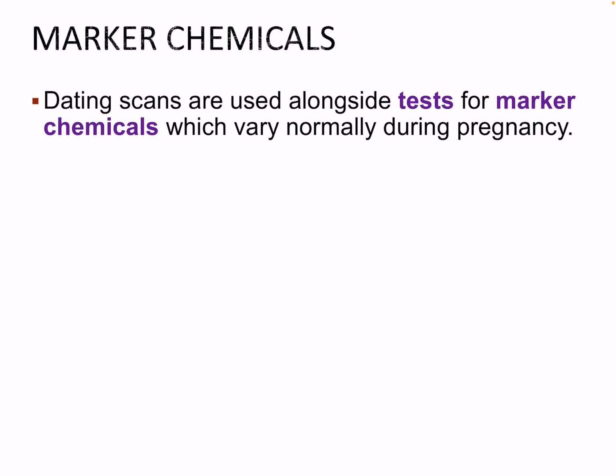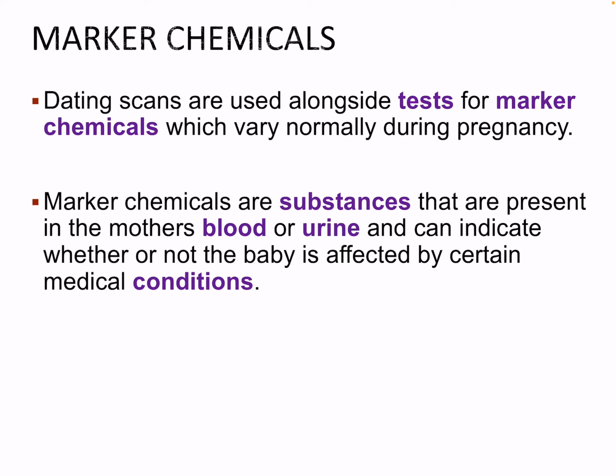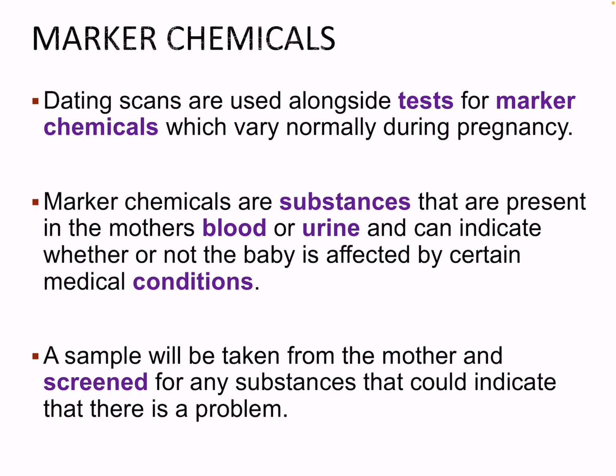Dating scans are often used alongside tests, particularly blood tests, to test for marker chemicals which normally vary in the blood of the mother during pregnancy. These are substances that are present in the mother's blood or urine, and the different levels of them can indicate or not whether the baby is affected by certain medical conditions. So they will take a blood sample or a urine sample and screen for any substances that could indicate that there is a problem. So if a particular chemical is particularly high or particularly low, that could indicate that there's a problem with the fetus.